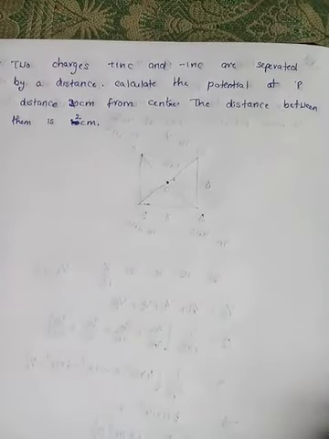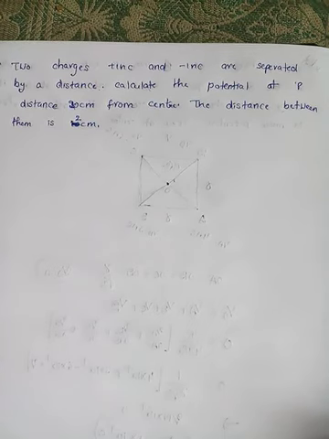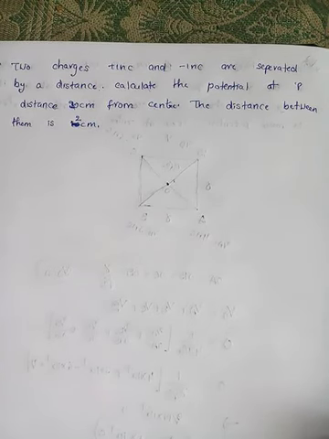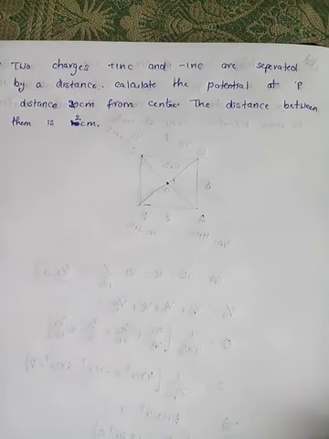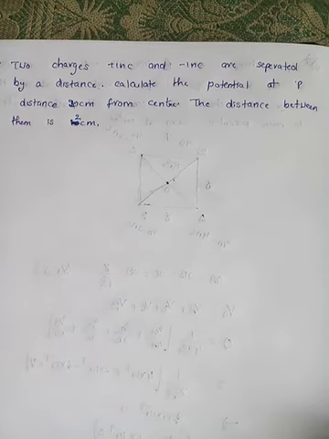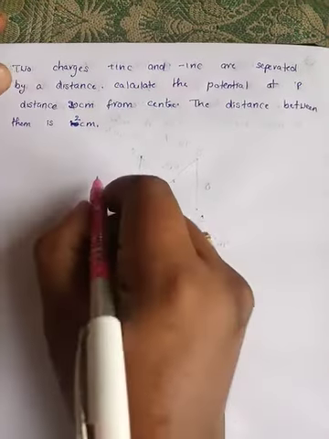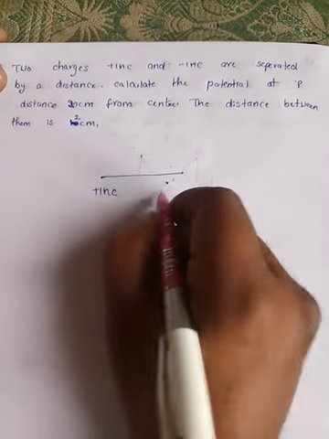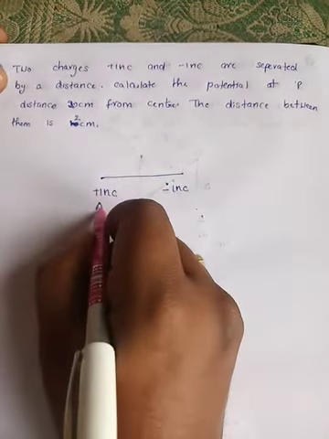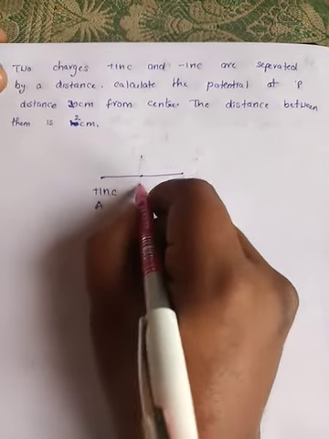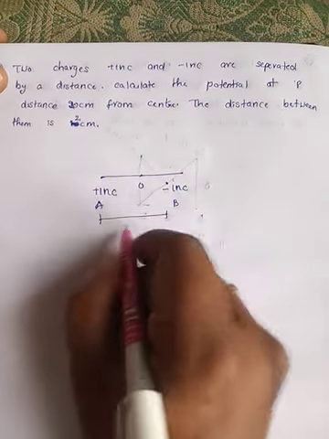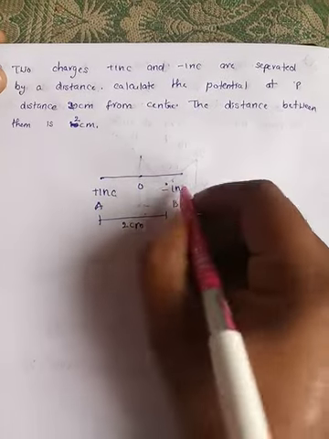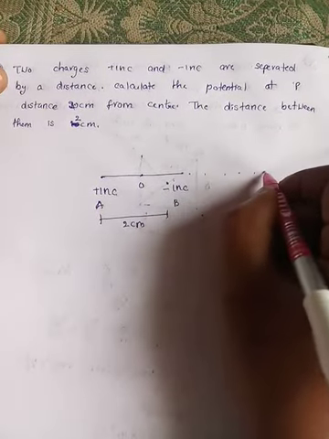And the next question is, two charges plus 1 nanocoulomb and minus 1 nanocoulomb are separated by a distance. Calculate the potential at P, at a distance of 20 centimeters from the center. The distance between them is 2 centimeters. So there are two charges, plus 1 nanocoulomb and minus 1 nanocoulomb. This is A and this is B. This is the center. The distance between them is 2 centimeters. We have to calculate at a point P.